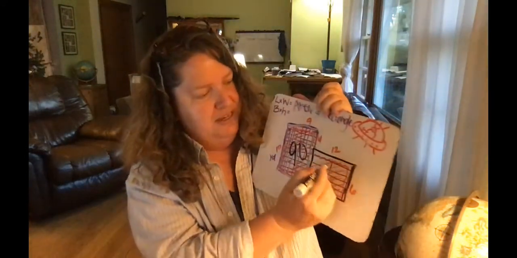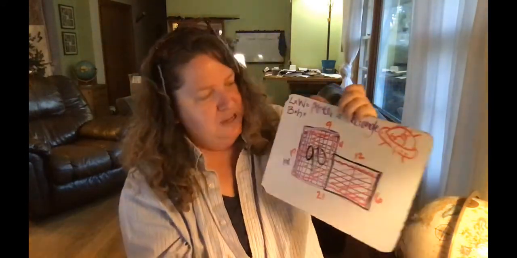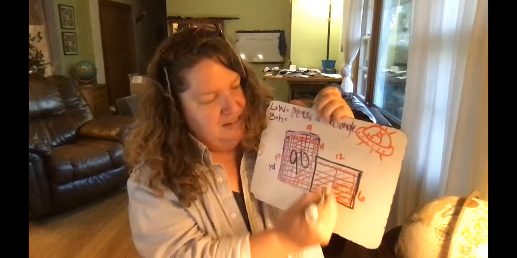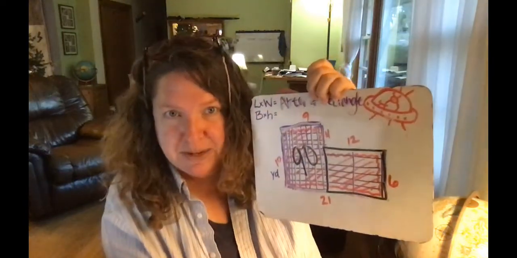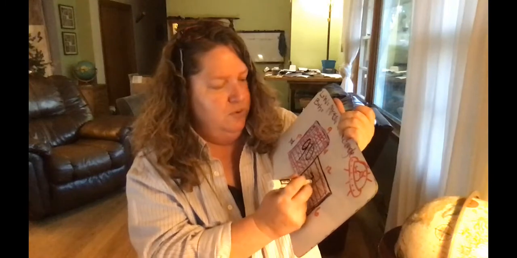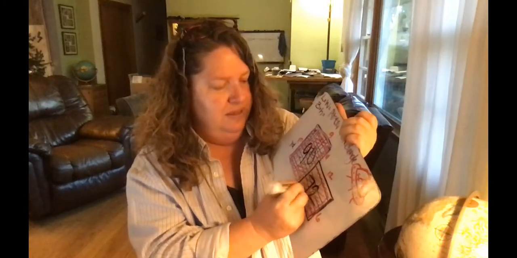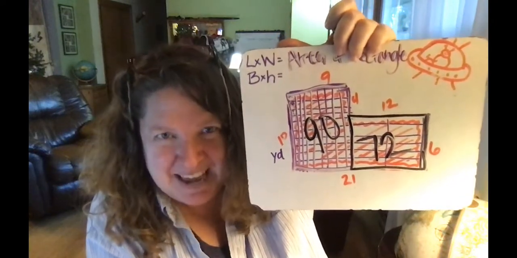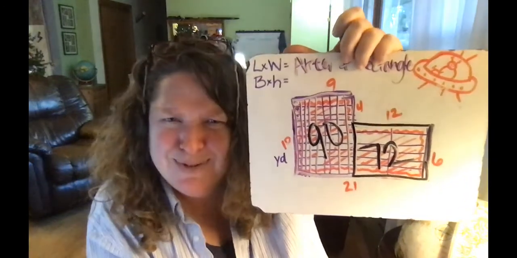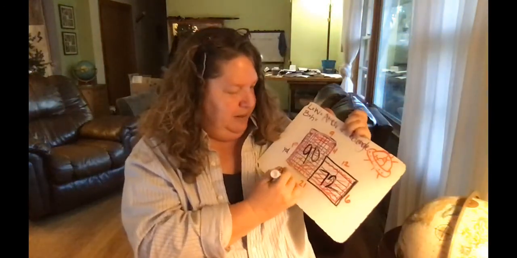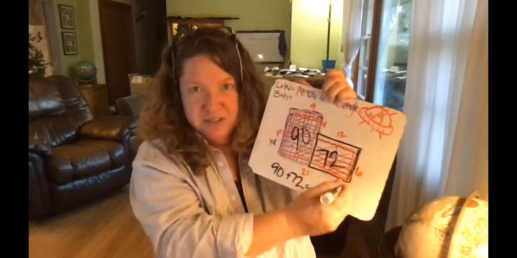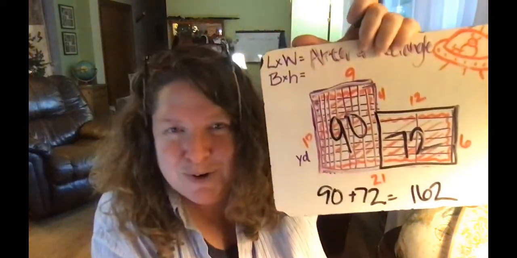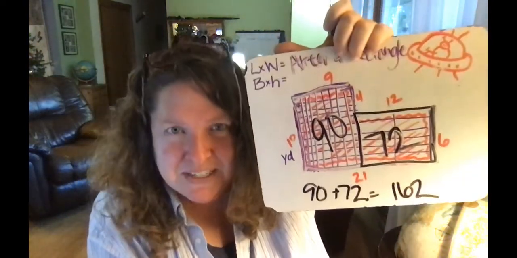We could say length times width, 12 times 6. We could say base. Remember, the base is down on the bottom, but we also know it's the same distance. Base times height, 12 times 6. 12 times 6 is 72. So I know that that is 72. Am I done finding out how big Area Alien is? I need to put those two together, don't I? I need to put 90 plus 72. So I find out the space of all of it together. My answer, yours is going to be different, is 162.